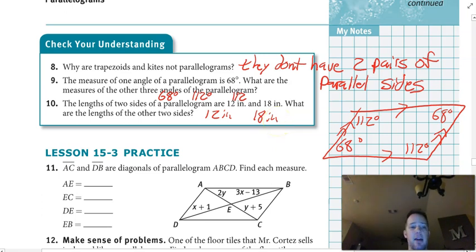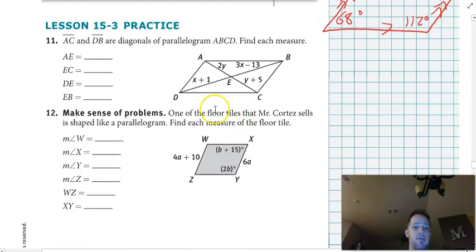All right, here we have some lesson practice. Pause the video here, see if you can answer questions 11 and 12. When you unpause it, I'll have the answers for you.